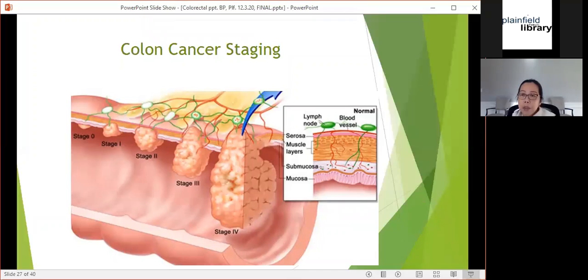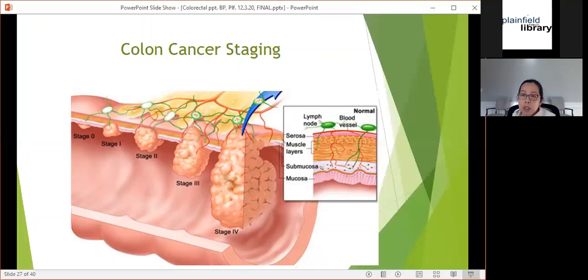Now we're going to talk about colon cancer staging. Colon cancer can be staged into stage 0, stage 1, 2, 3, and 4. Stage 0 to 2 is localized disease within the colon. Stage 3 means cancer has spread to local lymph nodes. Stage 4 means the tumor has spread to other organs.